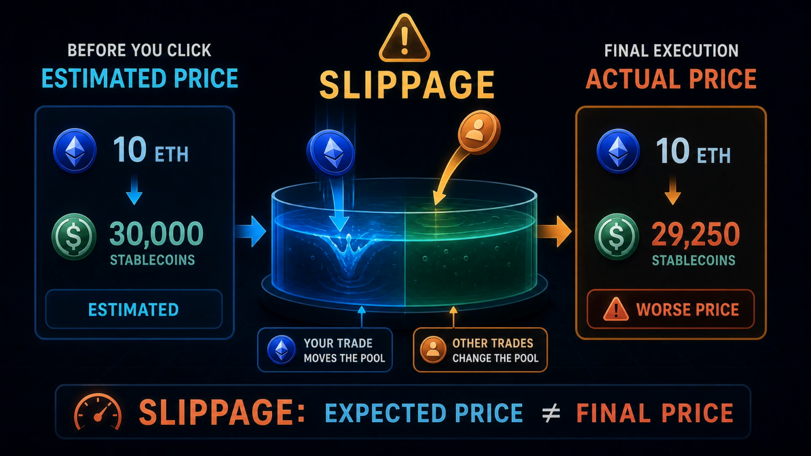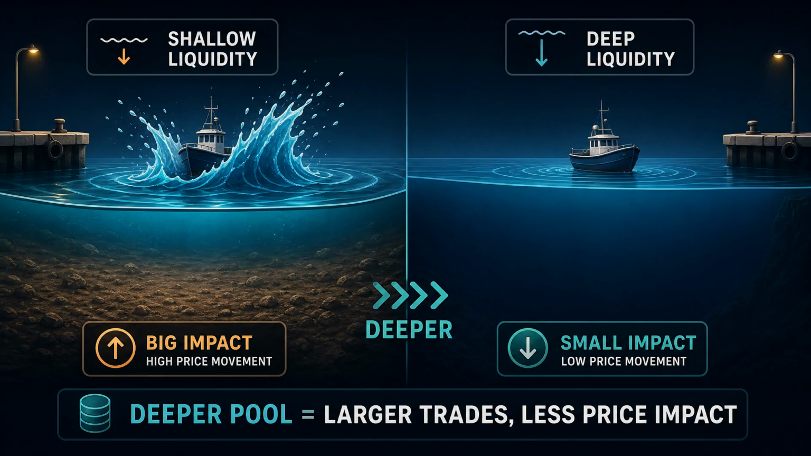Liquidity is like depth in a harbor. In shallow water, one big boat creates a huge wave. In deep water, the same boat barely disturbs the surface. A deeper pool usually handles larger trades with less price impact.